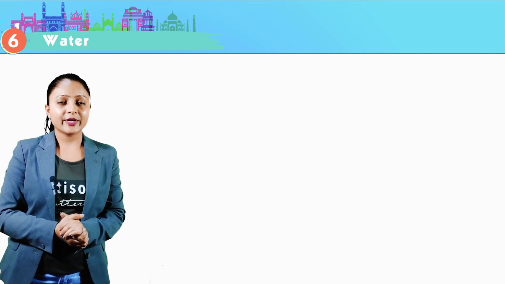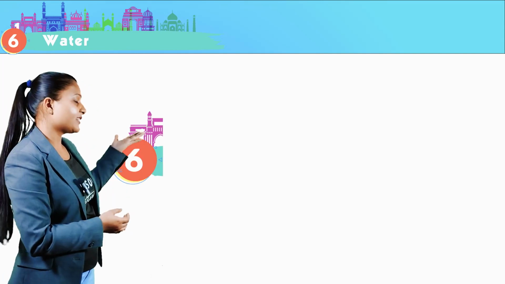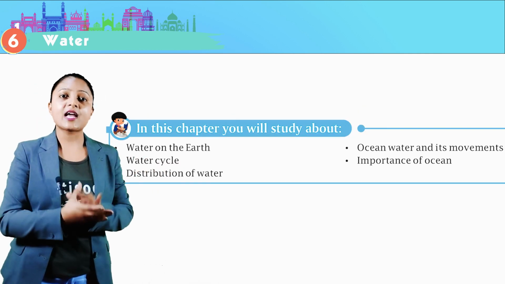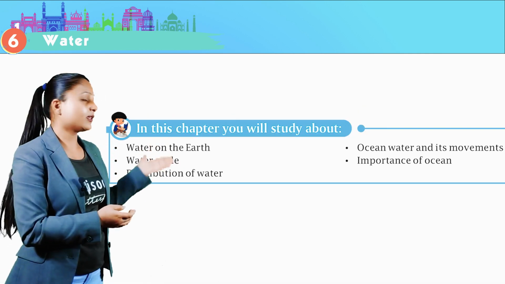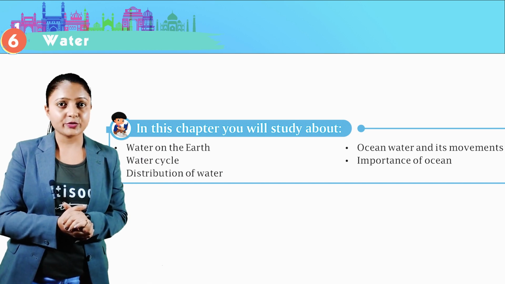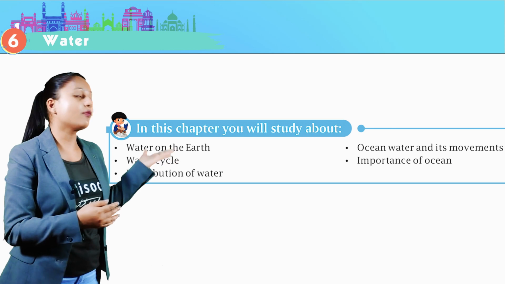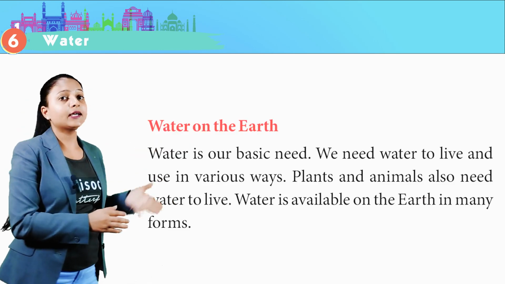Hello class. Today we are going to start chapter 6 of our geography textbook, water. In this chapter you will study about water on the earth, water cycle, distribution of water, ocean water and its movements, importance of ocean.